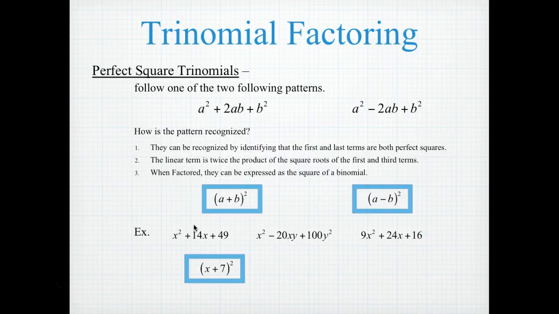The next one, x squared minus 20xy plus 100y squared, factors to the quantity of x minus 10y squared. And lastly, we have 9x squared plus 24x plus 16, and it factors to 3x plus 4 quantity squared.